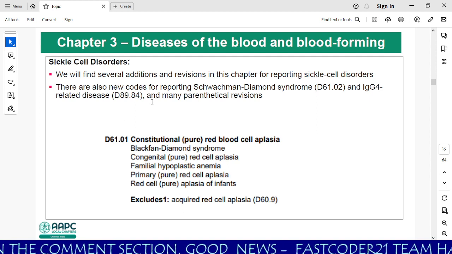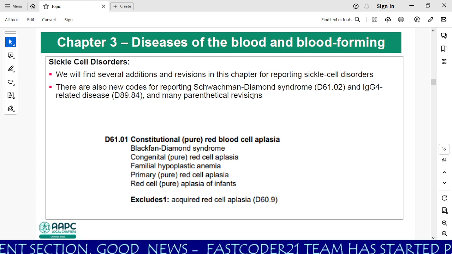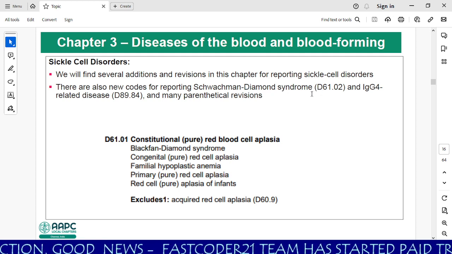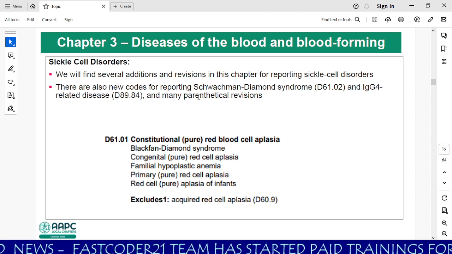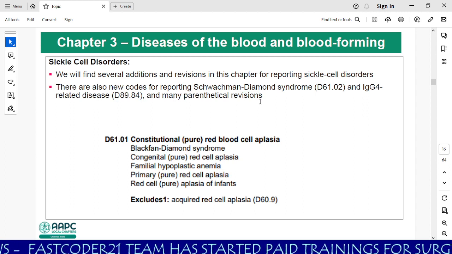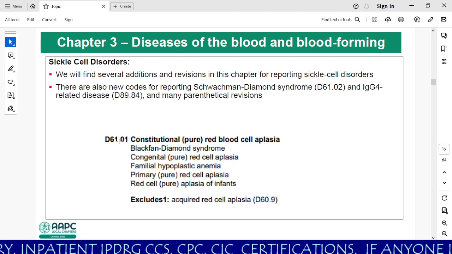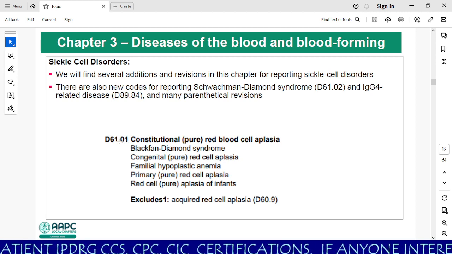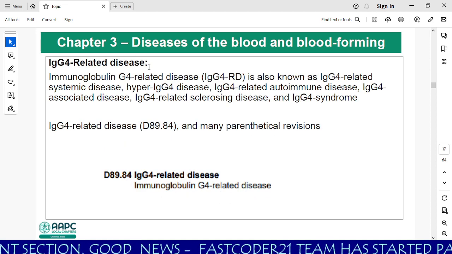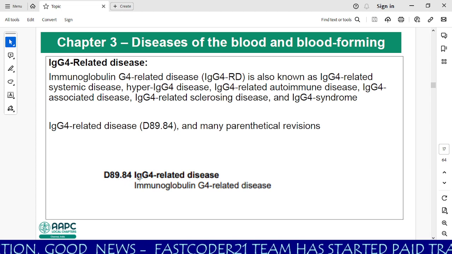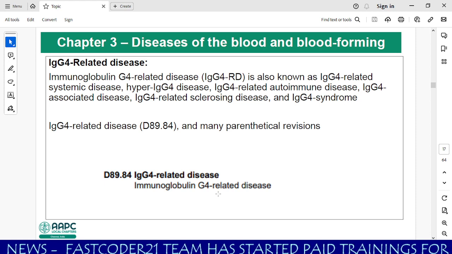Next, if we check chapter 3, diseases of the blood and blood-forming organs, there are new codes for reporting Shwachman-Diamond syndrome, D61.02, and IgG4-related disease, and many parenthetical revisions here. This category has a new MCC and a new CC. They have also added IgG4-related disease, D89.84, immunoglobulin G4-related disease.